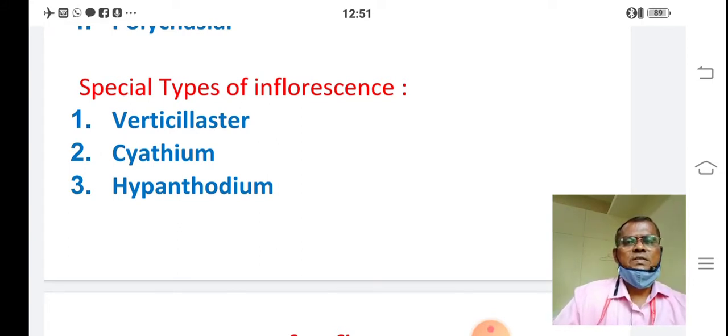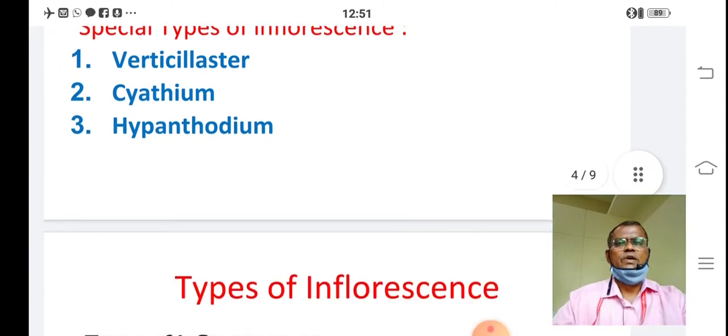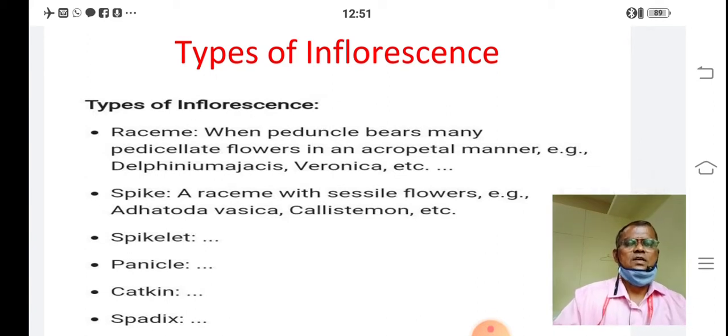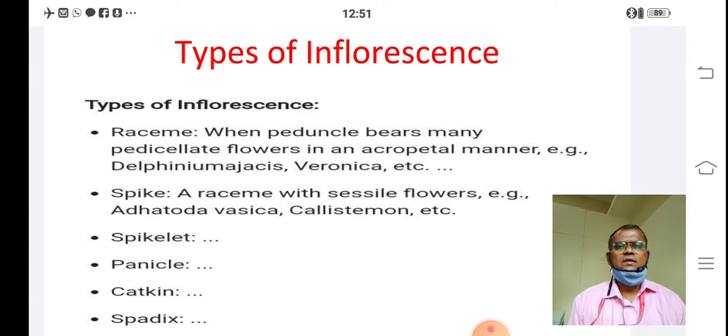Hypanthodium, good example is the fig or the अंजीर किंवा उंबर असेल. तर हे कॅरेक्टर थोडेसे लक्षात ठेवा यामध्ये, स्पेशल टाईप. And the main inflorescence type is the racemose inflorescence. Racemose means what? The flowers are in acropetal order, that is older flowers are at the base and younger are at the apex. It is called as the racemose.